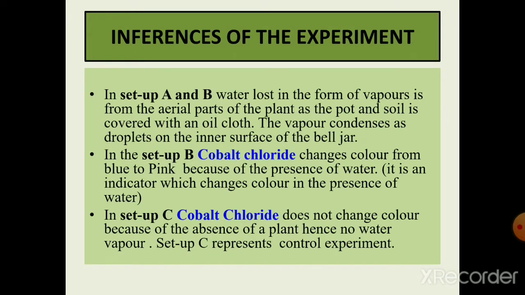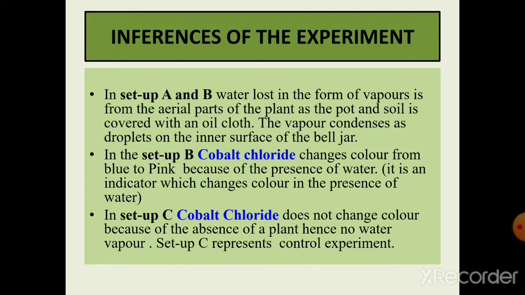Inference of the experiment. In setup A and B, water is lost in the form of vapors from the aerial parts of the plant and not from the soil because it is covered with oil cloth. Water vapor condenses as droplets and can be seen on the inner surface of the bell jar. In setup B, the cobalt chloride changes color from blue to pink because of the presence of water in it.